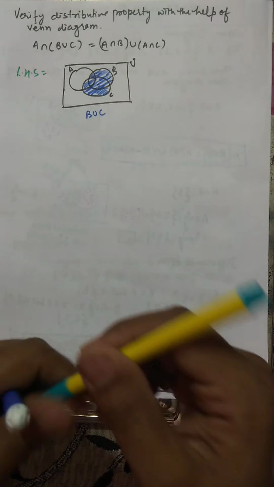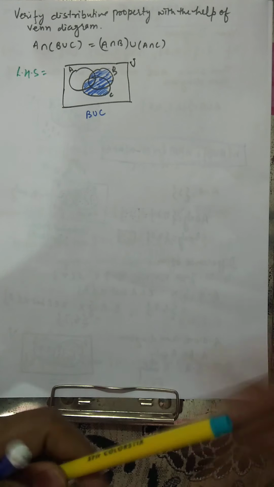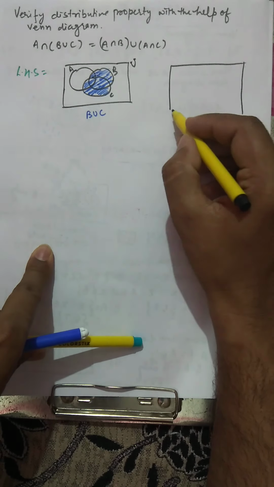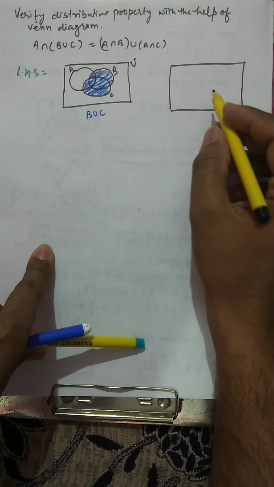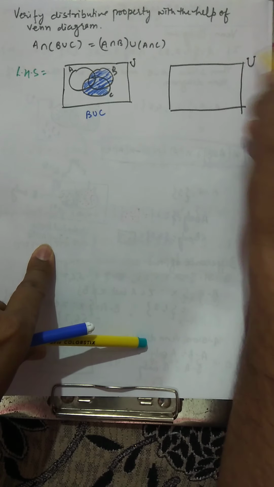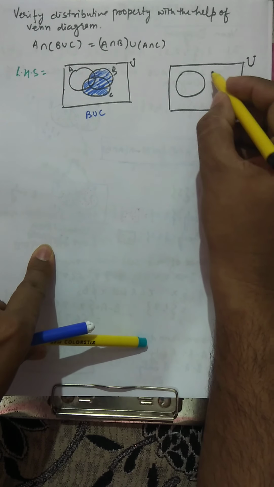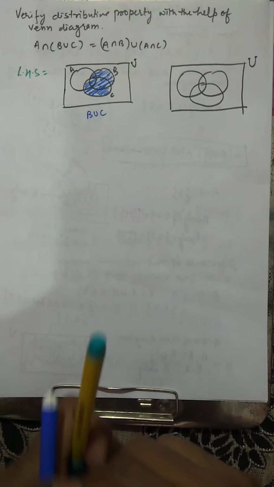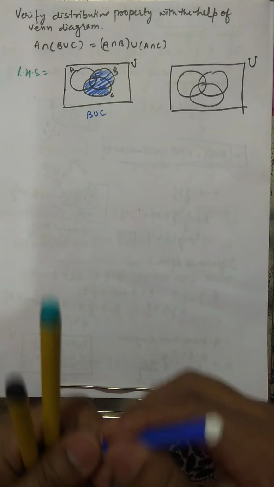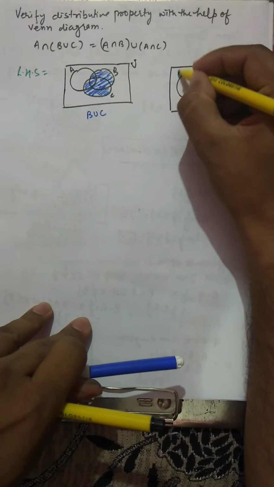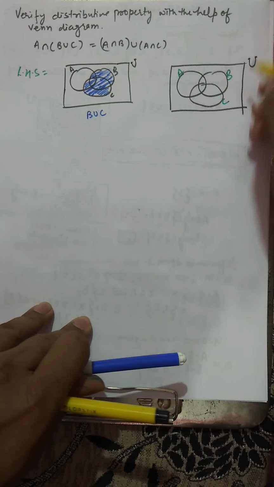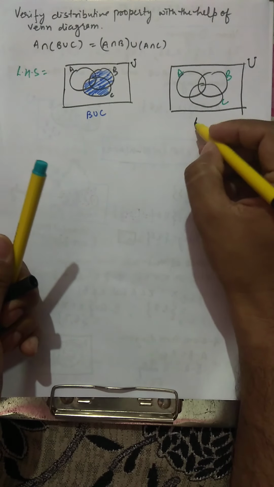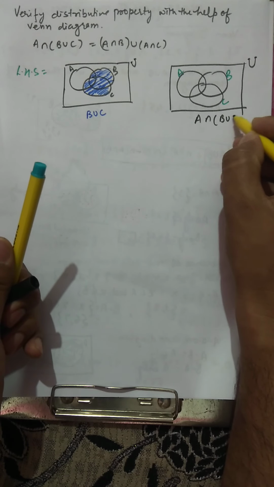So I'm now making a different Venn diagram, because this has to be done in two steps. LHS part has to be solved in two steps. So this is universal, this is A, this is B, and this is C. So A intersection B union C. Now this is your A, this is your B, this is your C, and now you are going to take A intersection B union C.